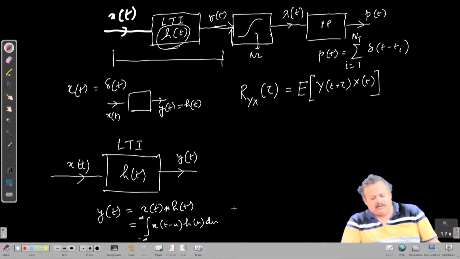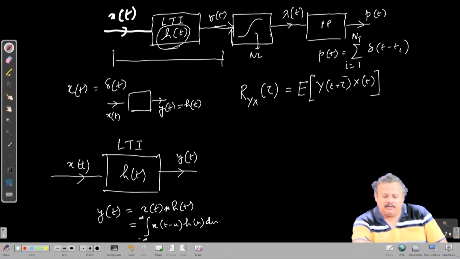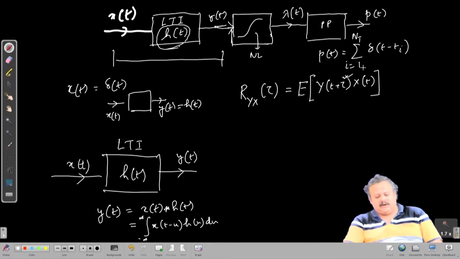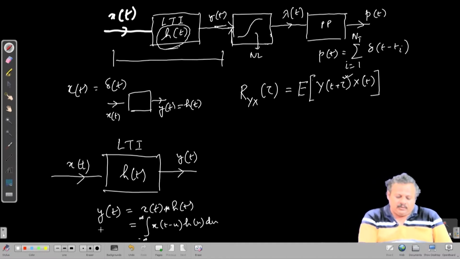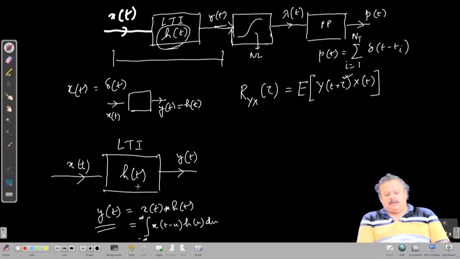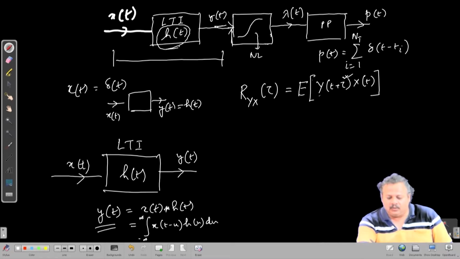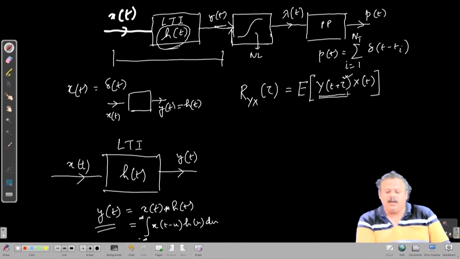If you recollect our definition of the convolution, we had tau instead of u. Now we have a different tau here, and so we have to introduce a different variable name, which we have taken to be u. So we can use this y(t) based on x(t) and h(t), and plug it into y(t plus tau). And so, what is our y(t plus tau)?